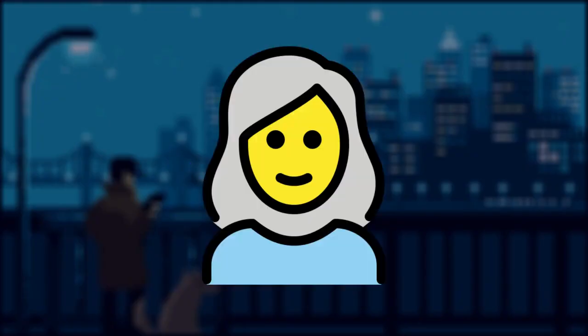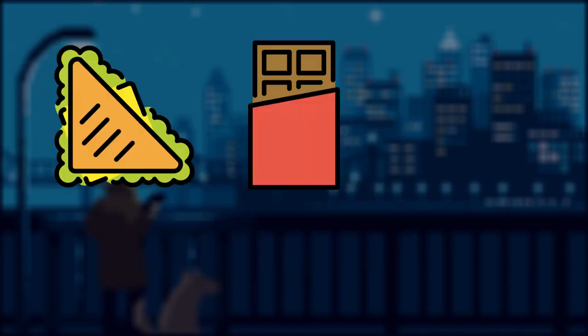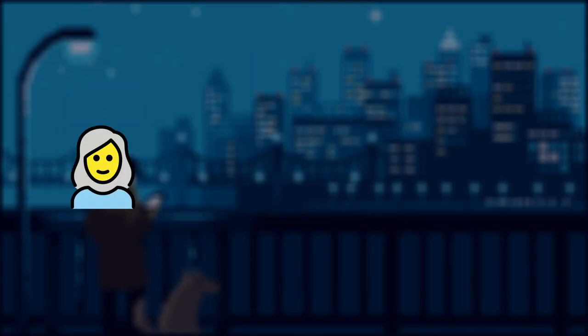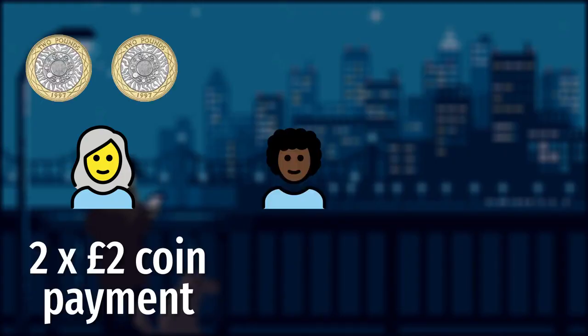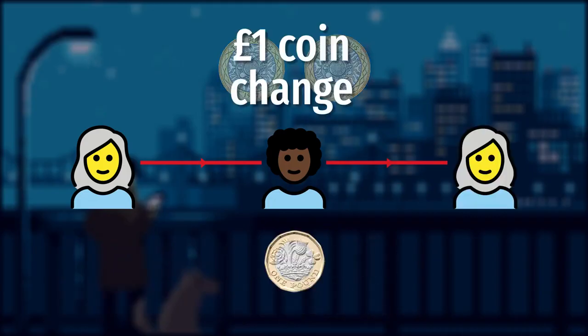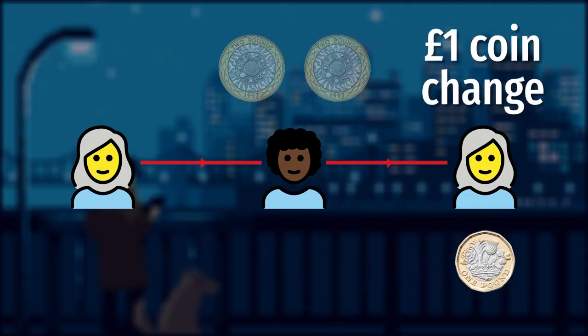Before we begin, let's go back to our favorite analogy with Alice going to the convenience store to buy her £3 meal deal. This time, Alice takes out two £2 coins, hands them over to the cashier, and the cashier gives £1 back to Alice as change. As a Bitcoin transaction, it will look something like this.